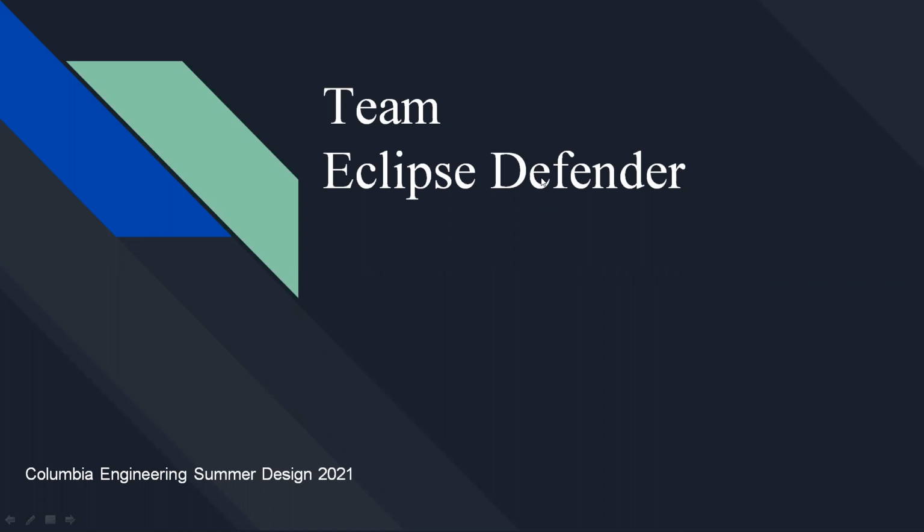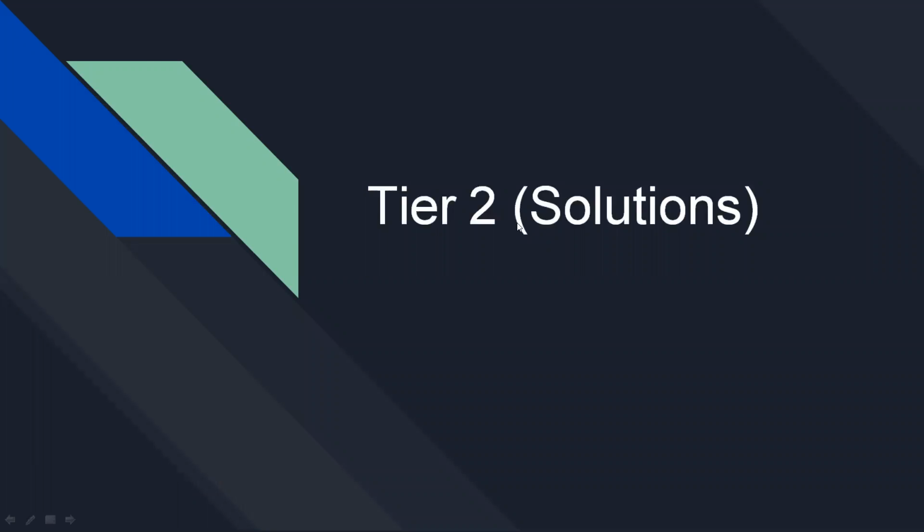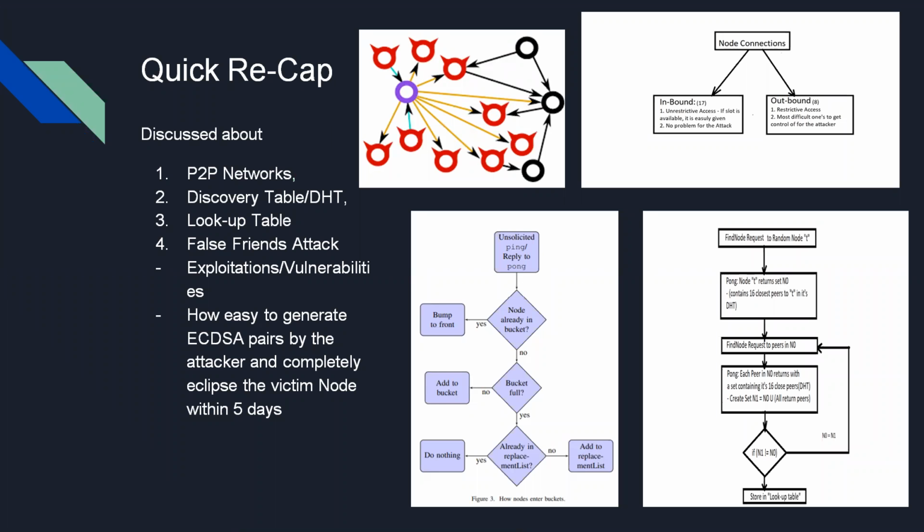First of all, a quick recap from Tier 1 presentation. In Tier 1, we discussed P2P networks, victim's inbound and outbound connections and how they are filled for a node and how susceptible they are to an attack. We also discussed the discovery table, DHT, and how this table is filled. We also discussed the lookup table. Later on, we discussed one particular type of Eclipse attack called false friends attack. We discussed how an attacker can easily generate ECDSA pairs and can eclipse a node completely within 5 days.